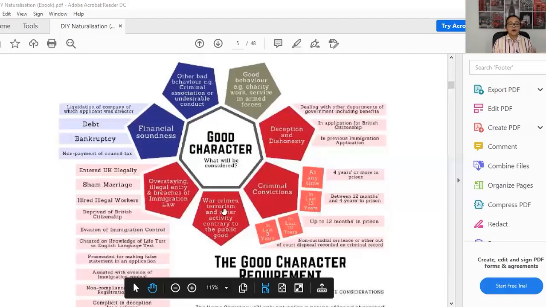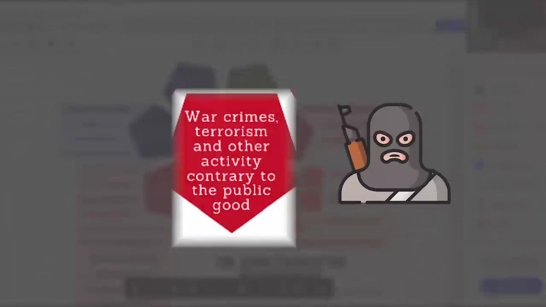Now, the other one is war crimes, terrorism, and other activity contrary to the public good. I don't want to go through that because this is a serious offense. So if you have been charged with these offenses, then it's a complete rejection of your application.